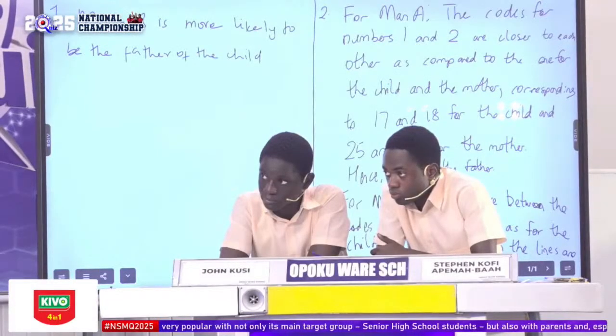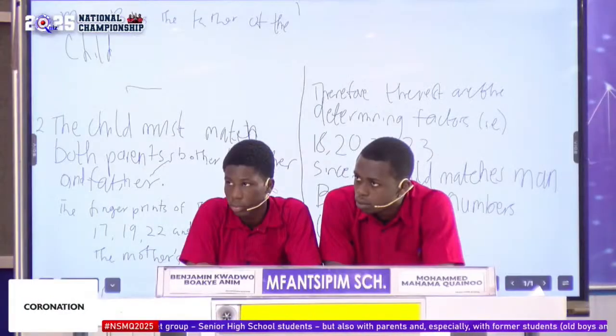So we are proceeding with that. Now let's talk about the mother. The child has the mother's 25, 28, 30, and 31. Or the child gets 17, 19, 22, or 24 from the mother.